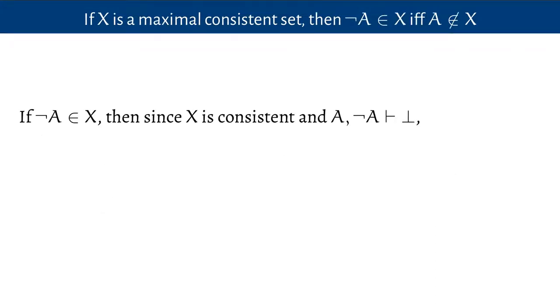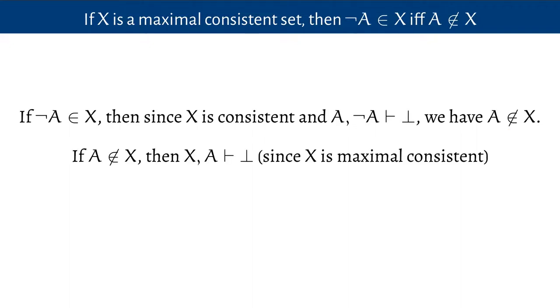Now, if not A is in my set, since X is consistent, and since A and not A already prove a contradiction, that's just the negation elimination rule, it follows from that that A can't be in my set X. Because otherwise, X would be inconsistent. So because X is a consistent set, if not A is in the set, then A is not in the set too. That's just consistency, not even maximal consistency is used there.